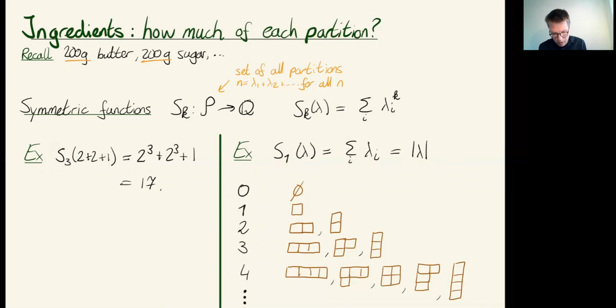So if we are making a recipe with this function, then of the empty partition we take none. Then of this partition consisting of only one part, we take 1. Then of these two partitions, the value of this function is 2. And then for these 3, etc., etc. So now we have a description of all the ingredients and how much we take of each ingredient.